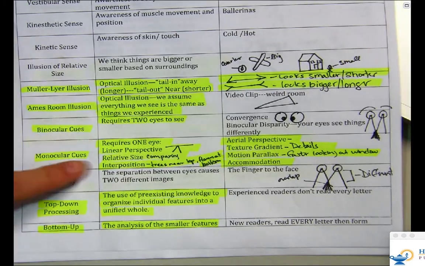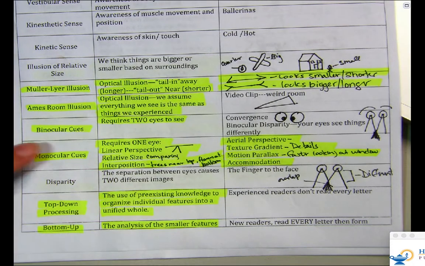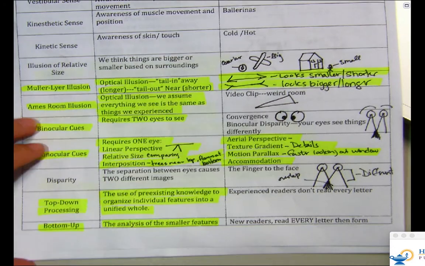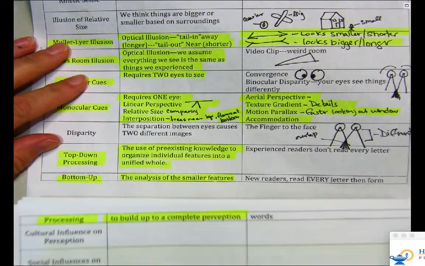Binocular cues requires 2 eyes to see. Monocular. Now this is a very big deal, which I'm going to spend a lot of time working on today because it's very confusing. Very confusing, and it's all over your test. Top-down processing, you just need the first box. Bottom-up processing, you just need the first box.